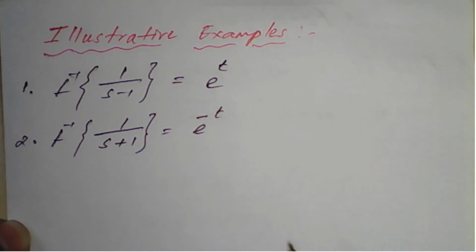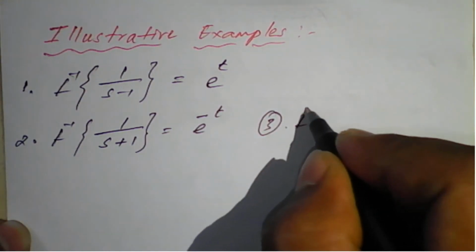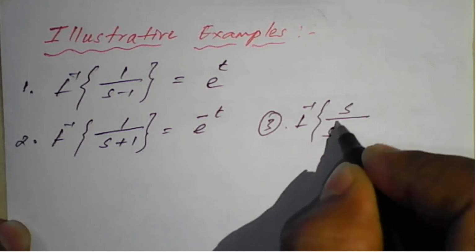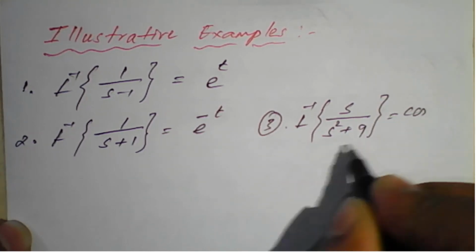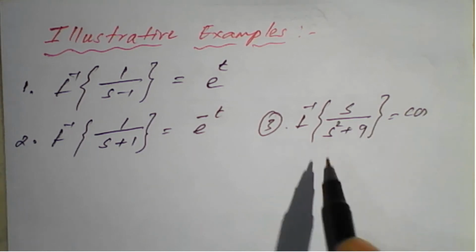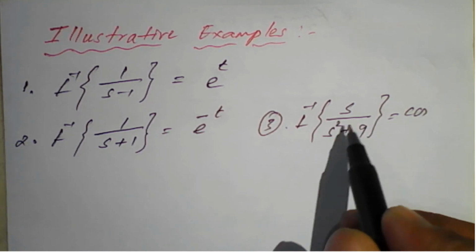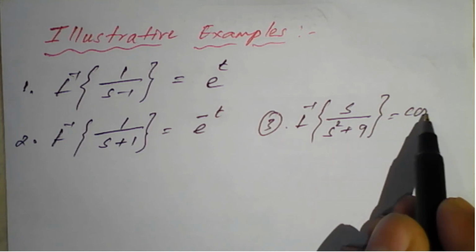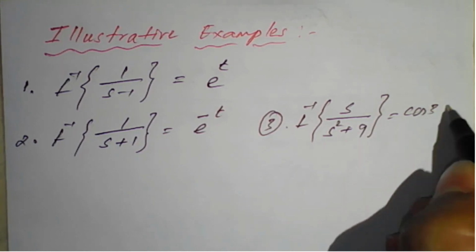Next, if the question comes, Laplace inverse of s divided by s square plus 9. So remember, if s is coming, it is cos. If plus is coming, it is trigonometric. So s divided by s square plus means this is of the form either sine or cos. Because s is coming, it is cos, and plus is coming means it is trigonometric. So here, for the value of a, the 9 can be written as 3 square. So I will write cos 3t.